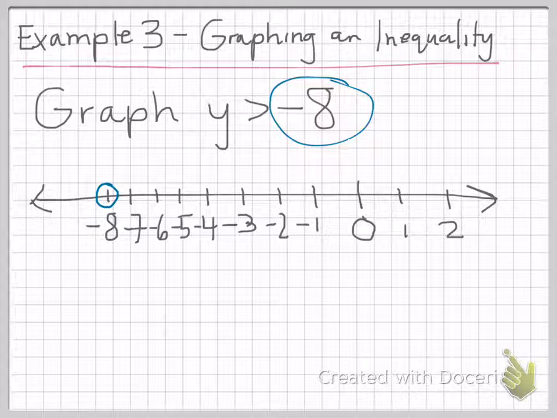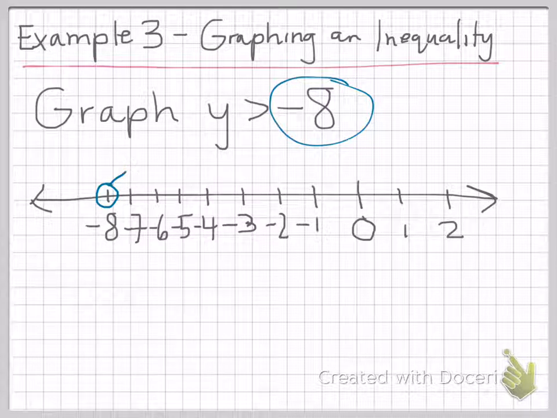The way that we determine that is by looking at our sign. If it does not have an equal to sign on the bottom, then you leave it open because it says that that does not include our number. -8 cannot be a solution. So we are going to leave it open, and I would like you to add this note up here.